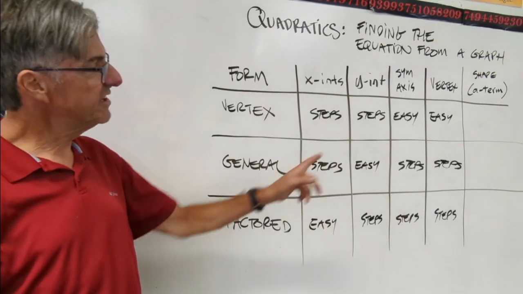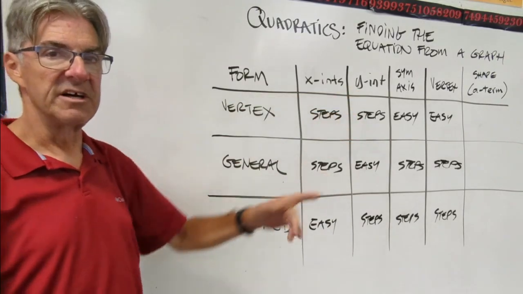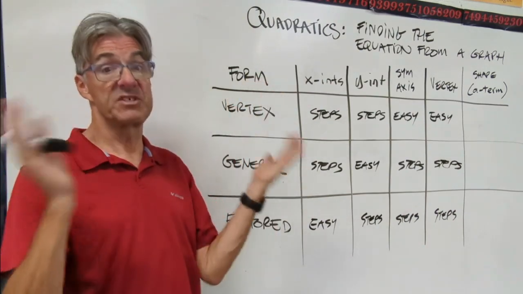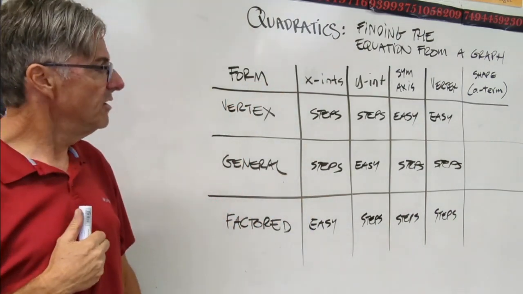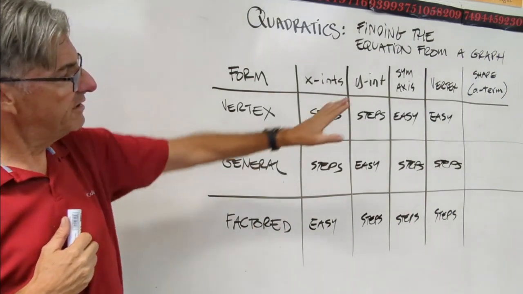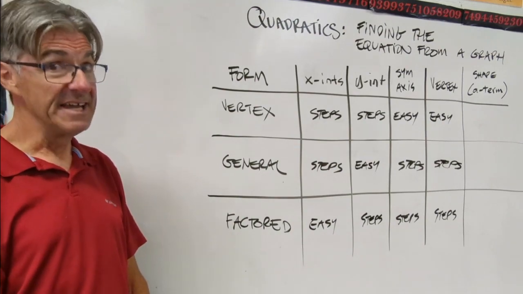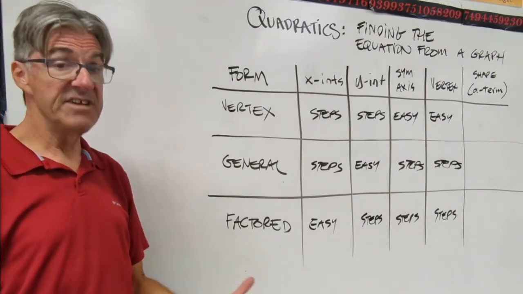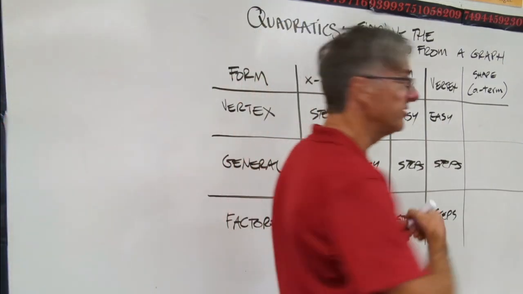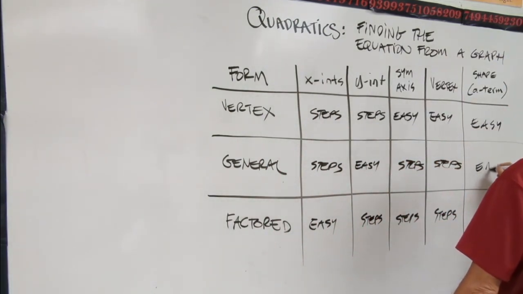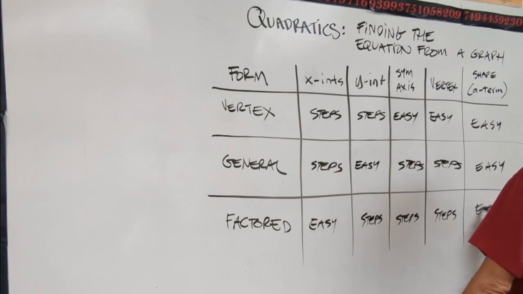All right, last thing, the shape of the parabola. Is it open up or down, and is it compressed or dilated, expanded or stretched? So think about these 3 forms, and what about the shape? What about the A term? Okay, it's easy in all of them. The A term is the same across 3 forms. So we're going to put easy, easy, and easy.